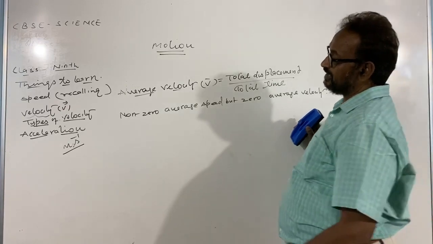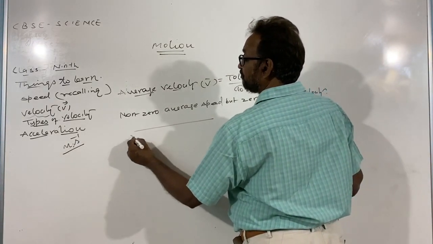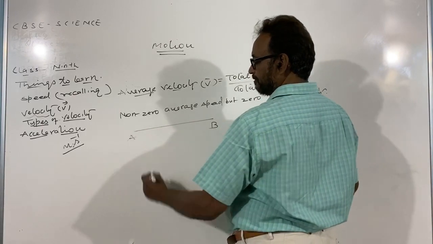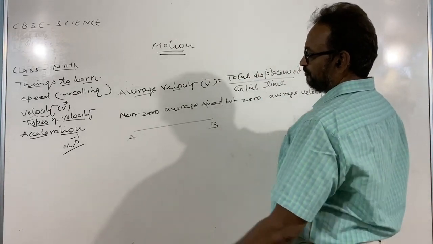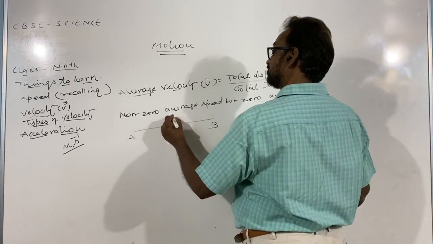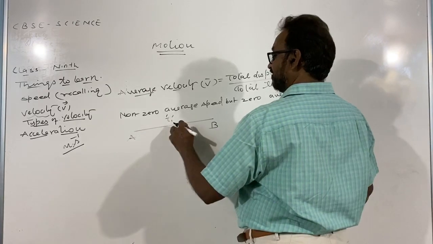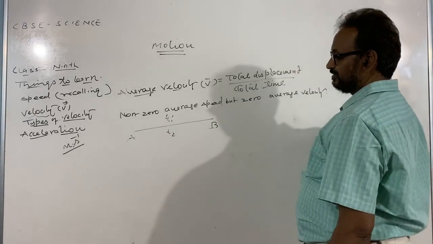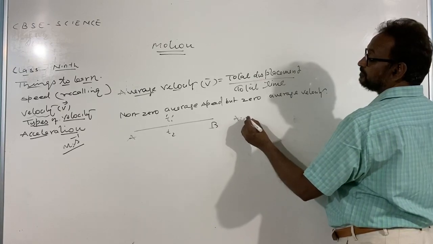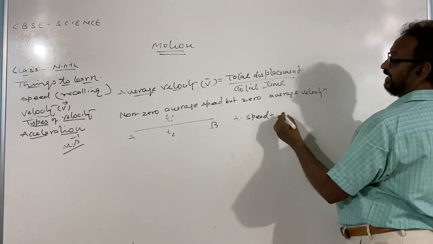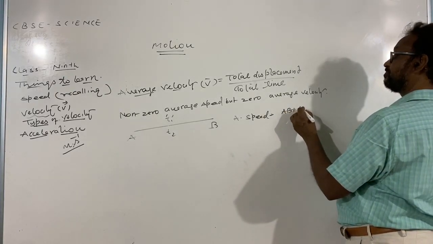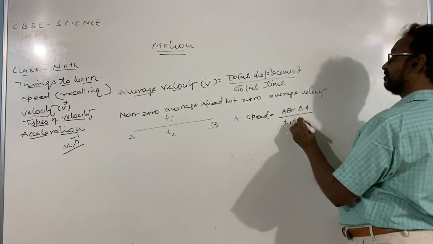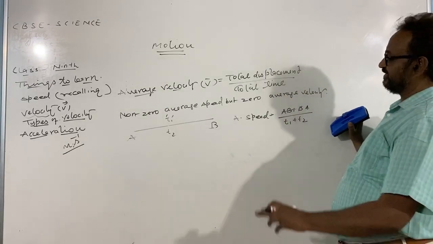How? Consider a body moves from A to B and then returns back to A. If it takes t1 time to reach from A to B and t2 time to return to A, then its average speed is calculated as AB plus BA over t1 plus t2. Total distance over total time.